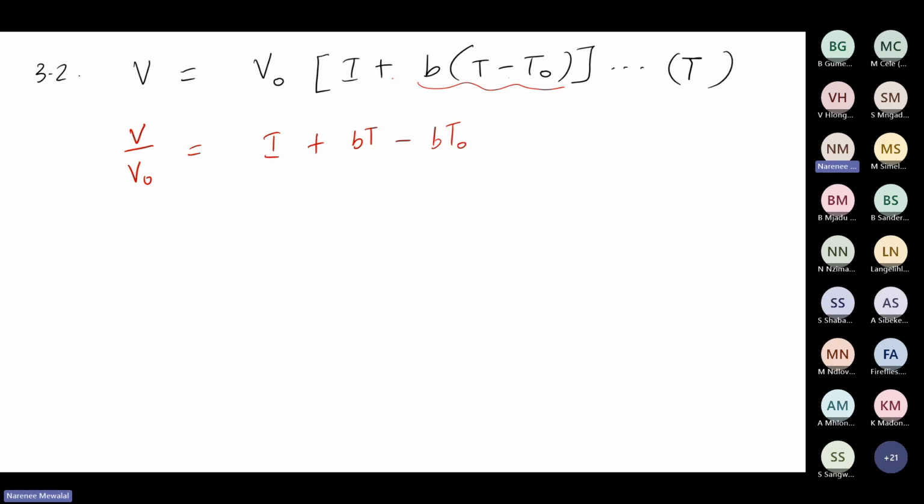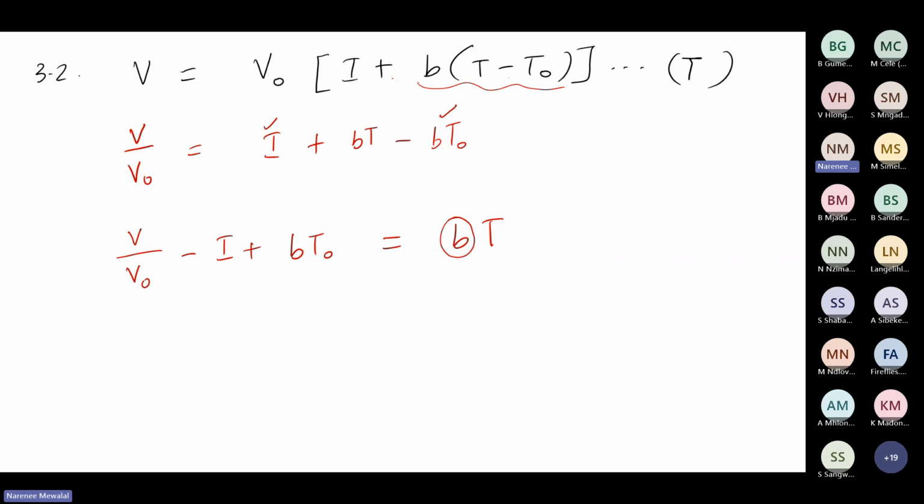And so your V over V naught is equal to, sorry, it's not equal to at that point. I can actually remove that equal sign there. I can move this thing here and move this thing here over. So that will become minus I and plus B T naught is equal to BT. And now all that is left is for you to get rid of this B to the other side, which means you're going to divide by the B on the other side.